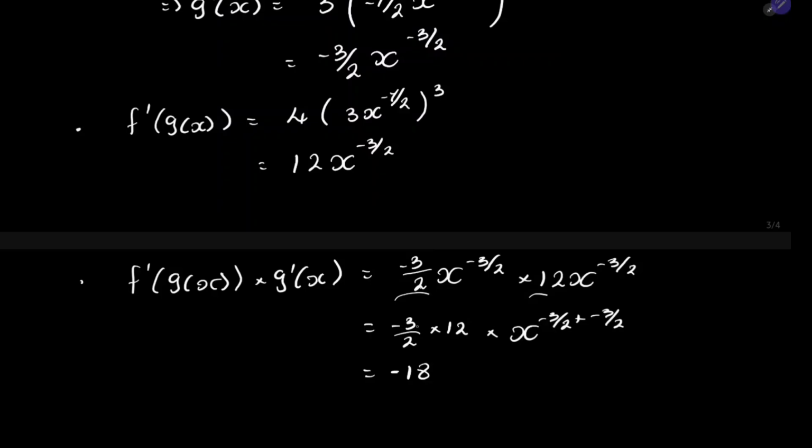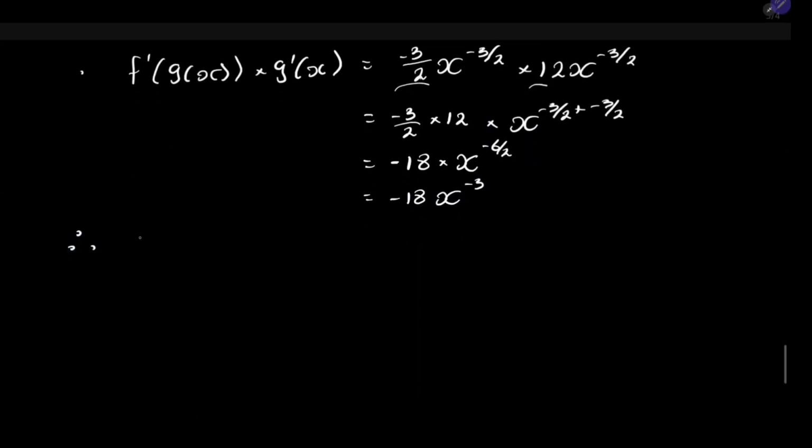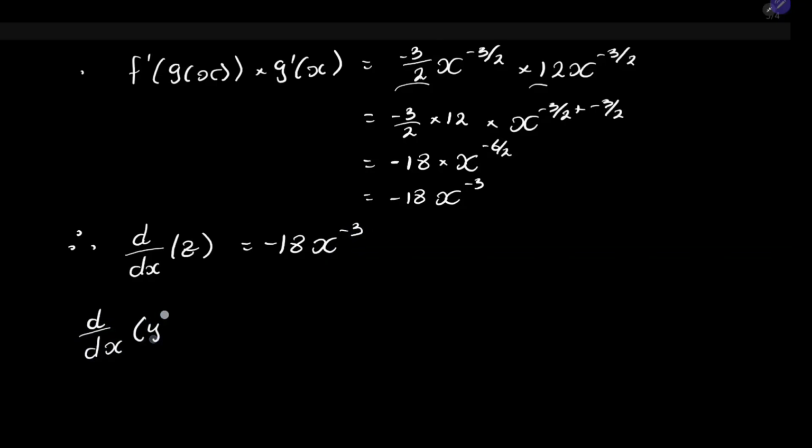12 divided by 2 gives us 6, times negative 3 is negative 18, times x to the power of negative 3 on 2 plus negative 3 on 2, which gives us negative 6 on 2. Negative 6 on 2 can still be written as negative 3, giving us negative 18 x to the negative 3. So what can we then conclude? Our derivative with respect to x of z is negative 18 x to the negative 3, and our derivative with respect to x of y, which is equal to what?